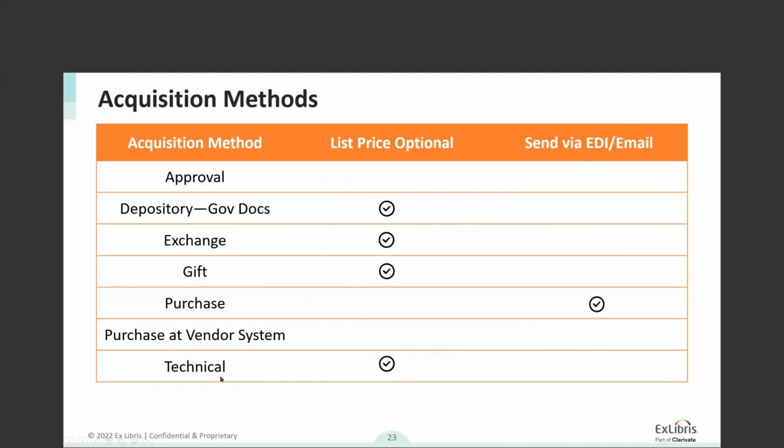I want to specifically call out a technical PO line type. An example of a technical PO line type is, let's say you have a membership to an organization and then they send you their journal. So you would have a PO line in your system for that membership for which you actually pay. And then you could set up a second PO line type that's technical for that journal that'll allow you to receive the journal, track it, etc. And then you would link those two PO lines. From the technical PO line, you would link it to the purchase or purchase at vendor system one that you're actually paying for.